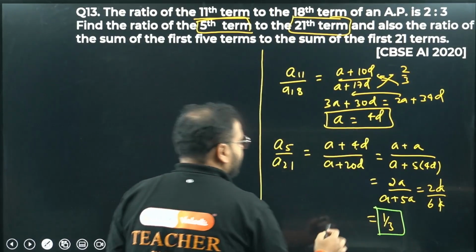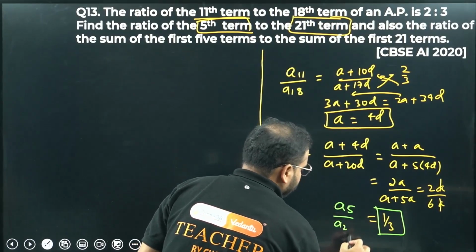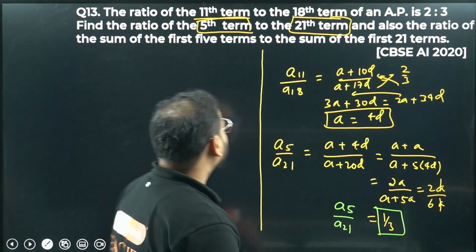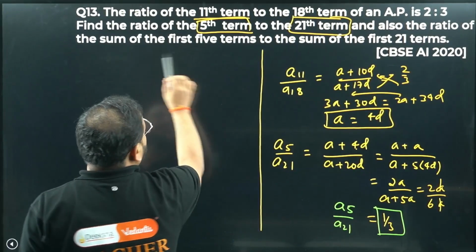What's the first part? A5, the 5th term's ratio with the 21st term. So A5 upon A21 is 1 by 3. First part is clear. Okay. Now moving on to the sum part. Good question. Sum of first 5 terms.